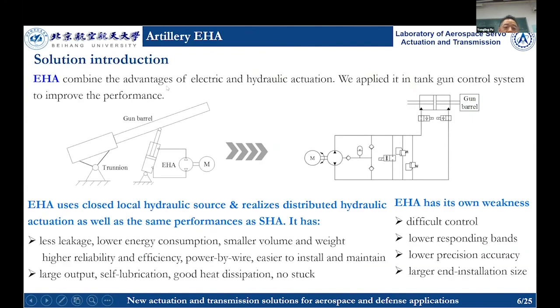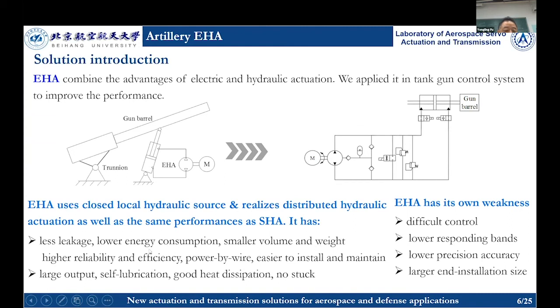IeCAT combines the advantages of electric and hydraulic actuation. We applied it in the tank gun control system to improve the performance. And the principle is also like airplanes, but it's more simple. IeCAT uses a closed local hydraulic source like this, and realizes distributed hydraulic actuation as well as the same performance as SHA.